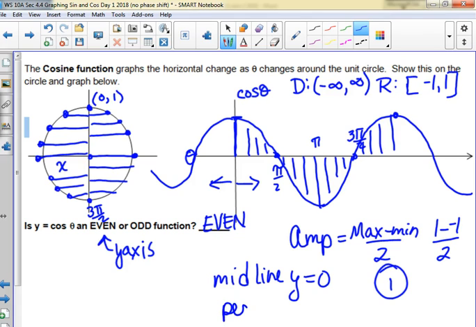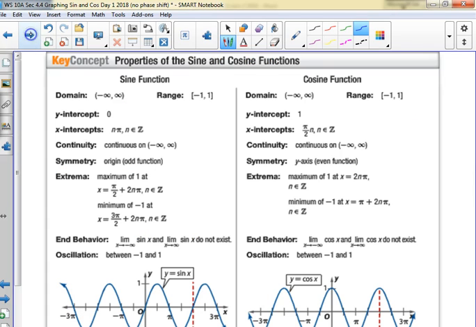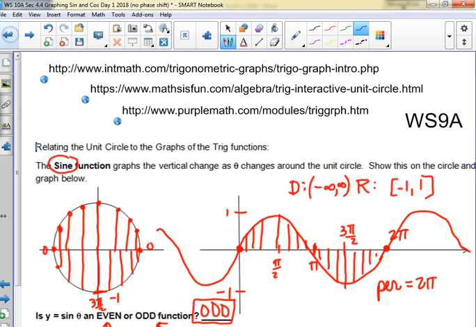And the period? Yeah, it took us 2 pi to complete one cycle. All right, and we didn't write that for the sine graph, but it's the same, yes? Everything is the same? The period and the amplitude and the midline are all the same.